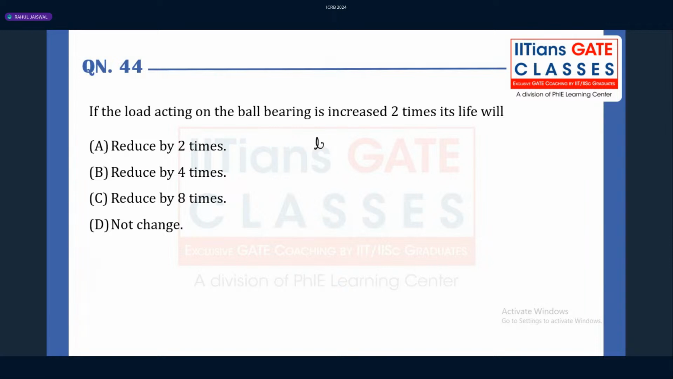If you see the load life equation, guys, then we write the life of the bearings with the equivalent load. So what we can write: L1 into P1 cube is equal to L2 into P2 cube, where C is a constant for a particular bearing.